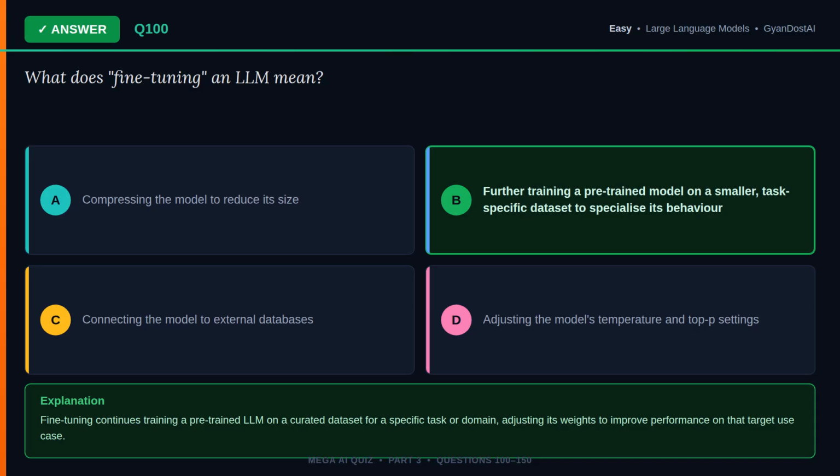Further training a pre-trained model on a smaller, task-specific dataset to specialize its behavior. Fine-tuning continues training a pre-trained LLM on a curated dataset for a specific task or domain, adjusting its weights to improve performance on that target use case.